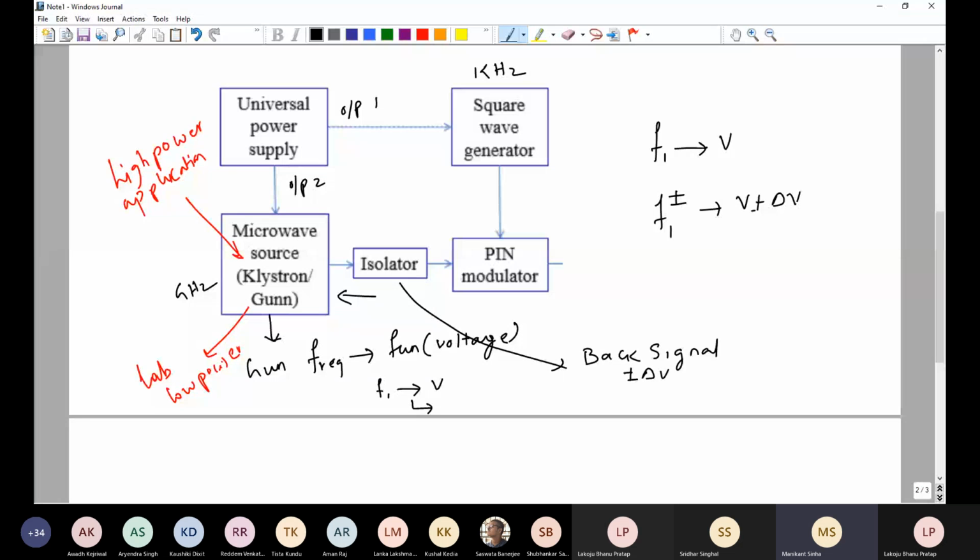I hope you have all studied in analog communication that if the modulation depth is greater than 1, then in the case of amplitude modulation, distortion happens. Okay, so we have explained till the frequency meter. So Banu, please share the next part.